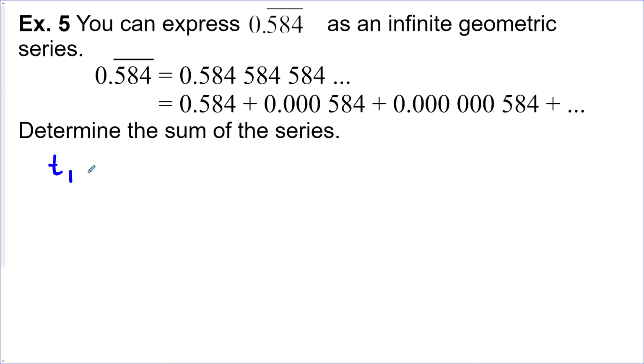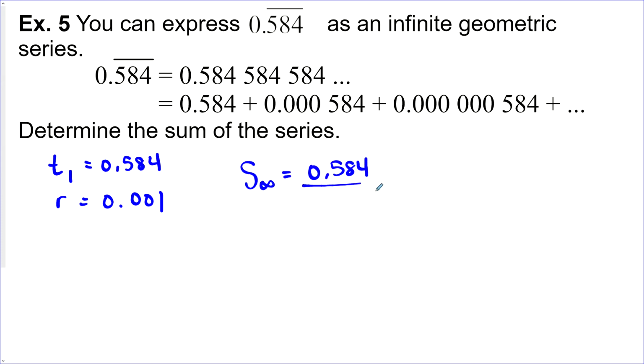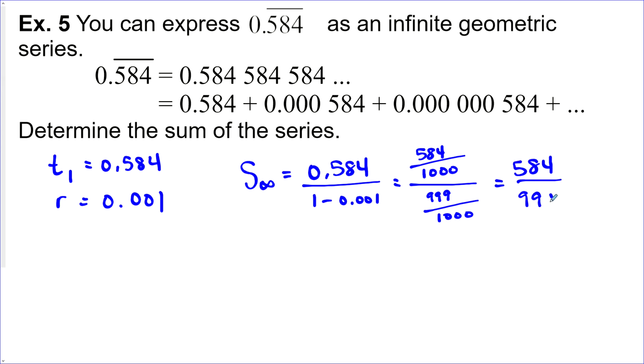So let's determine the sum of this series. So our first term here is 0.584. And our R value here is 0.001. So our infinite sum is going to be 0.584 over 1 minus 0.001. Now, probably fractions are easier to deal with here, so I'll write this as a fraction 584 over 1,000 divided by 999 over 1,000. And that way the thousands can cancel out, and I'm just left with 584 over 999.